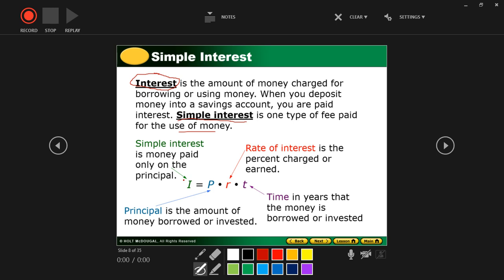So how do we compute the simple interest? Naa tay formula. You have I equals P times R times T. So I stands for the simple interest. Again, this is the money paid only on the principal amount. So, isa lang ni siya madugang. Dito lang ni siya i-add o kuhaon gikan sa principal amount.